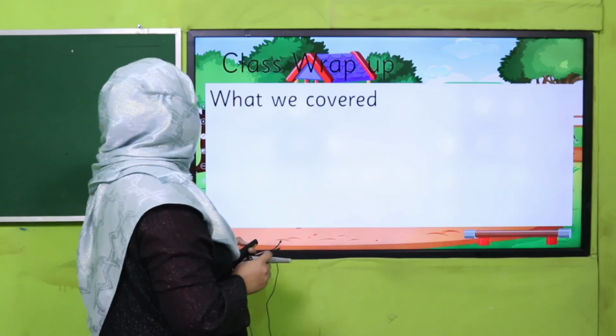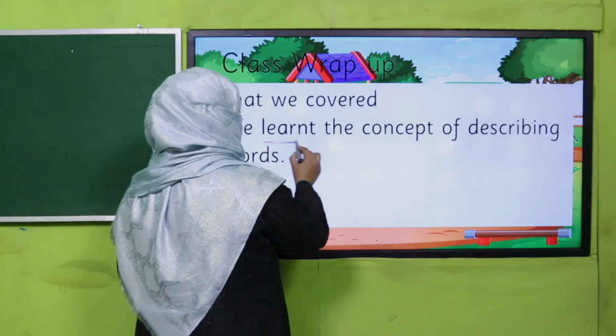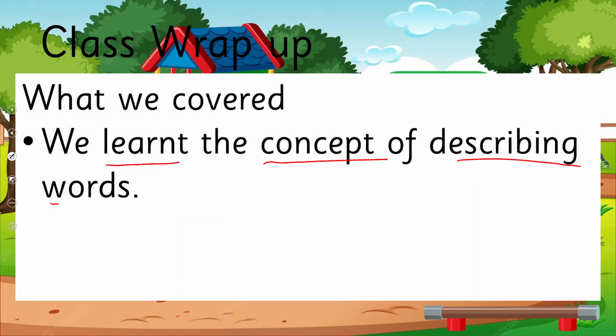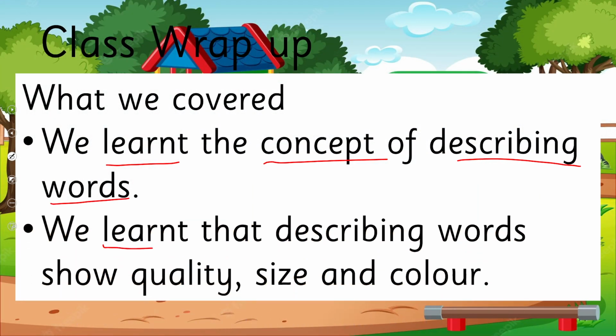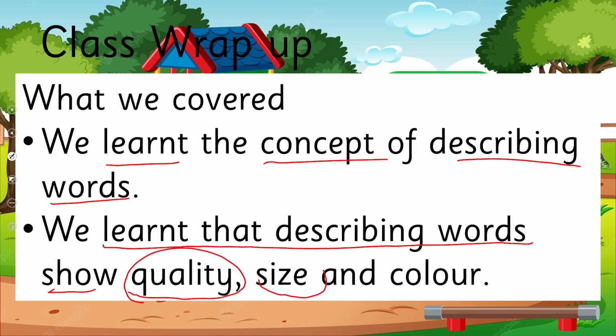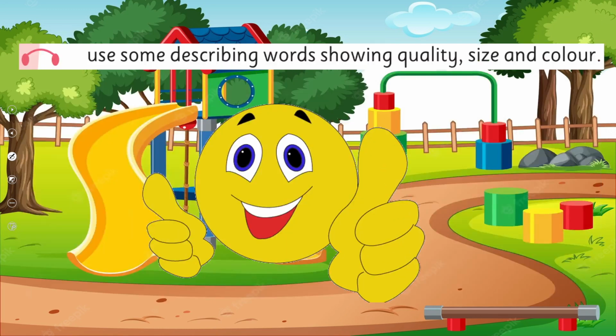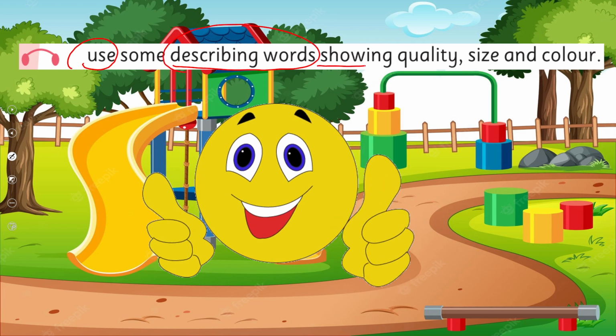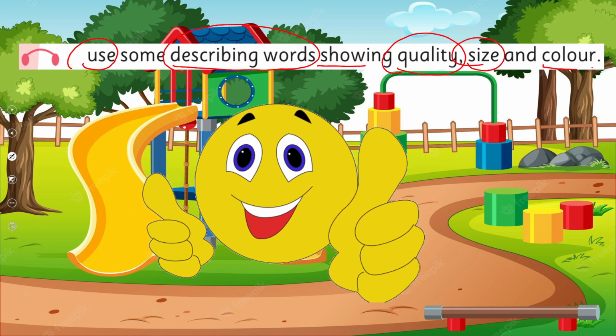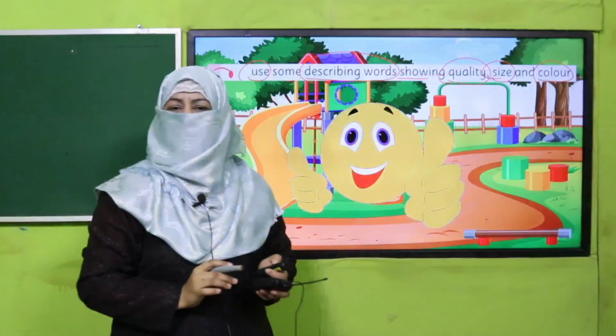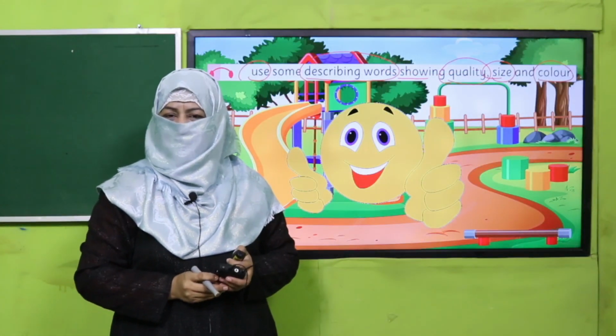So what we have learned today, we learned the concept of describing words, and we also learned the describing words show quality, size, and color, and we used these describing words. So we achieved our SLO to use some describing words showing quality, size, and color. Are we done with it? Yes, so that's it for today.